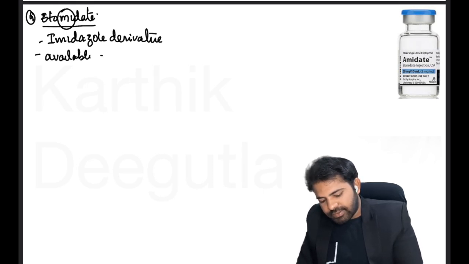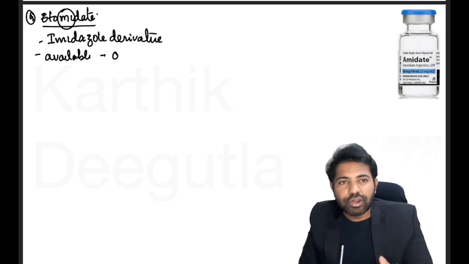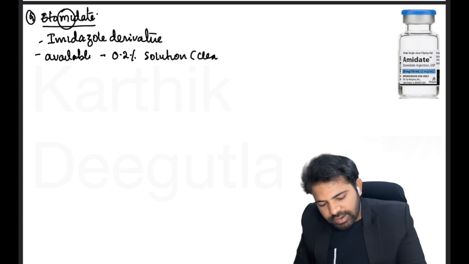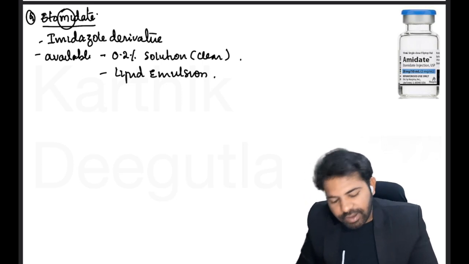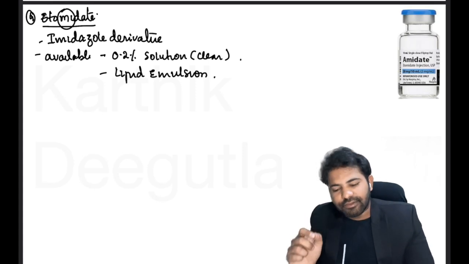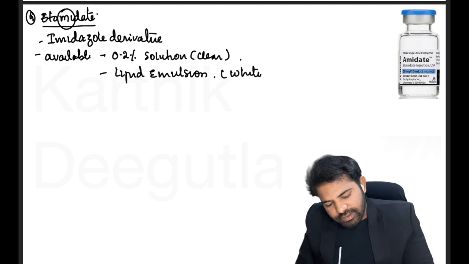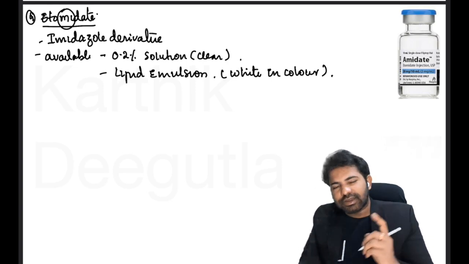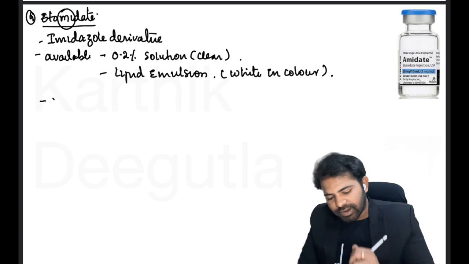How is it available? It is available as a 0.2% solution, a clear liquid. Okay, this is also a lipid emulsion. Sometimes etomidate is also available in the form of a milk-colored or white-colored liquid. When it is in the form of a lipid emulsion, it is available as a white-colored liquid. So don't get confused with propofol.